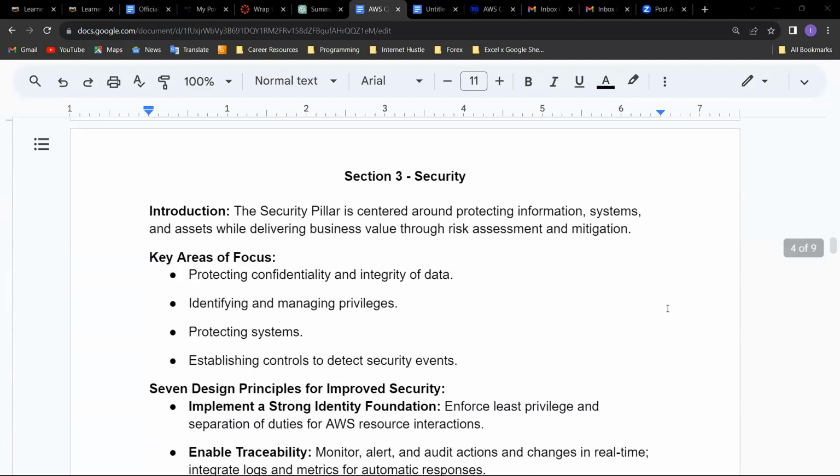Okay, so let's look at security. Security, just as the name goes, is about protecting information, protecting your systems, protecting assets, while you still deliver your business value, through risk assessment and mitigation.